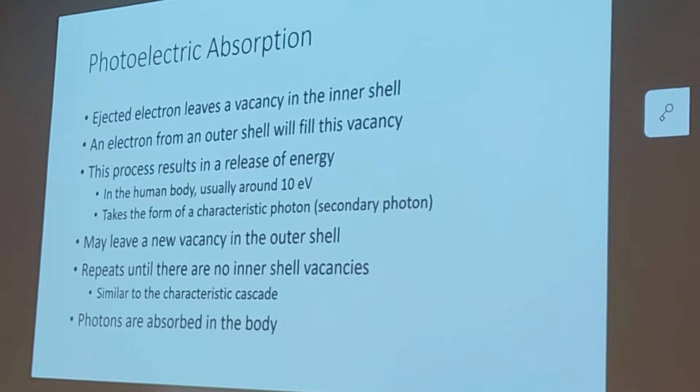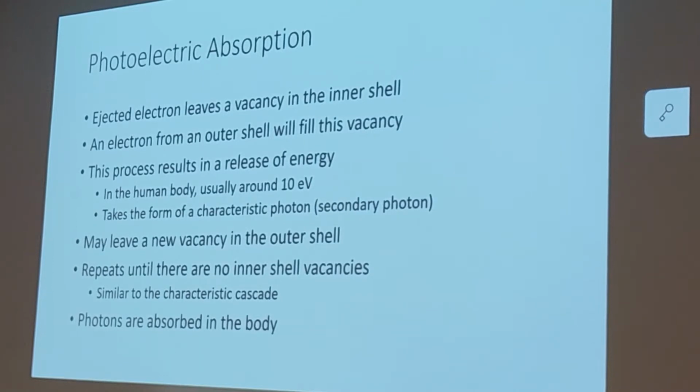It's a good question. That's what I thought as a student. When I was first learning this, I thought the cascade effect would happen here, but it doesn't occur in the human body, correct? It's only in the tube. But the outer shell electron will fill the vacancy, yes, most of the time.